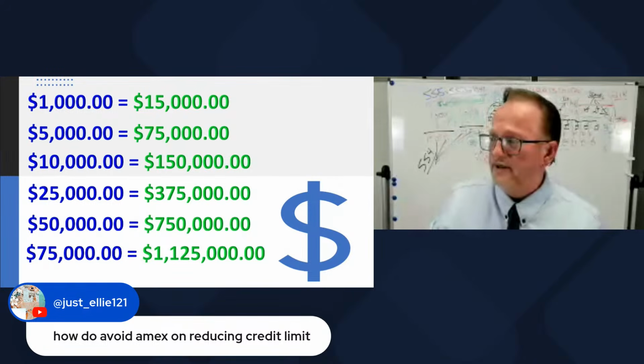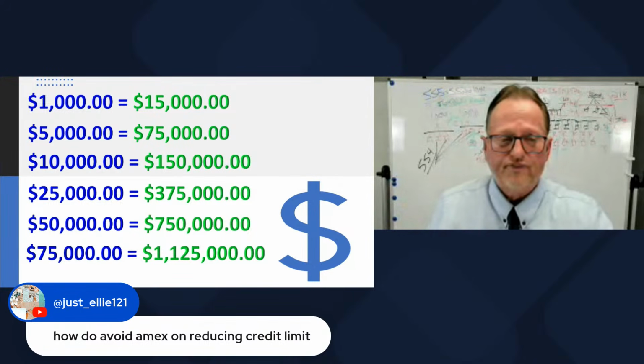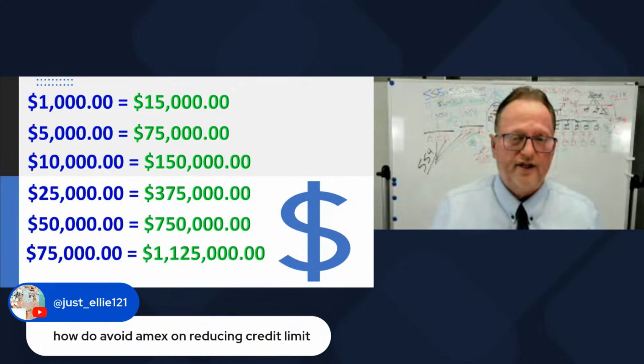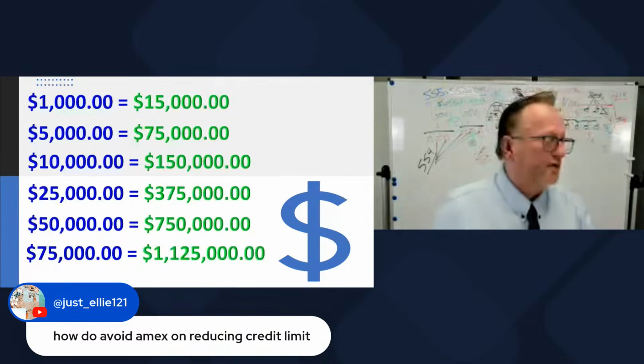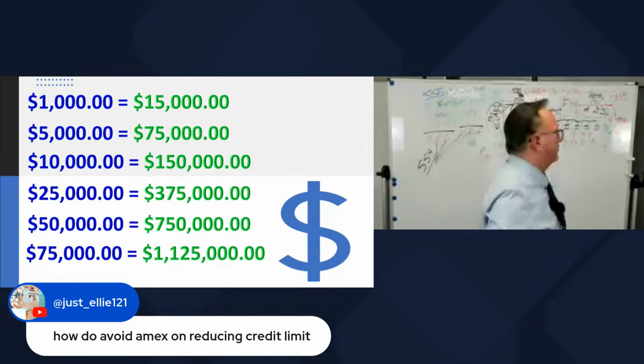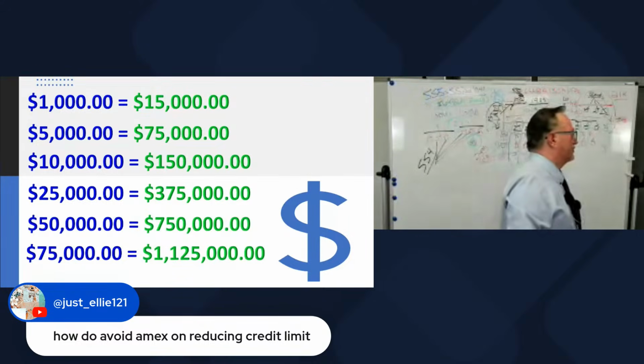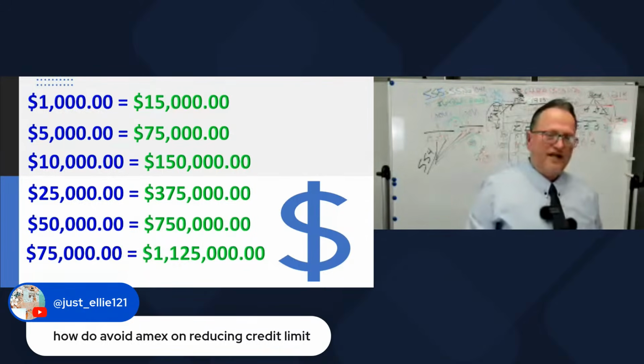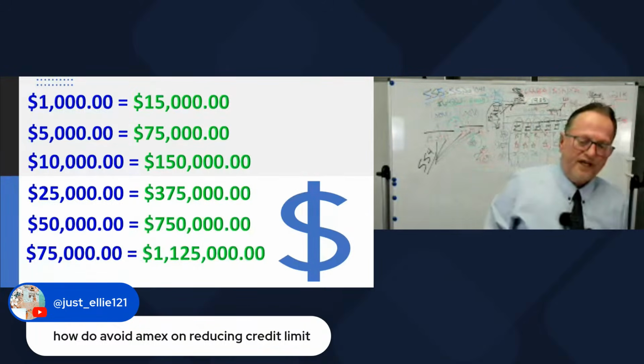If we take corporate credit, we have the ability to do one thing and get to the golden dream. Let's see, what do we have? We got a question: how to avoid Amex reducing credit limits. The problem with Amex, they're a pain in the ass. They're great cards. Can they reduce you?